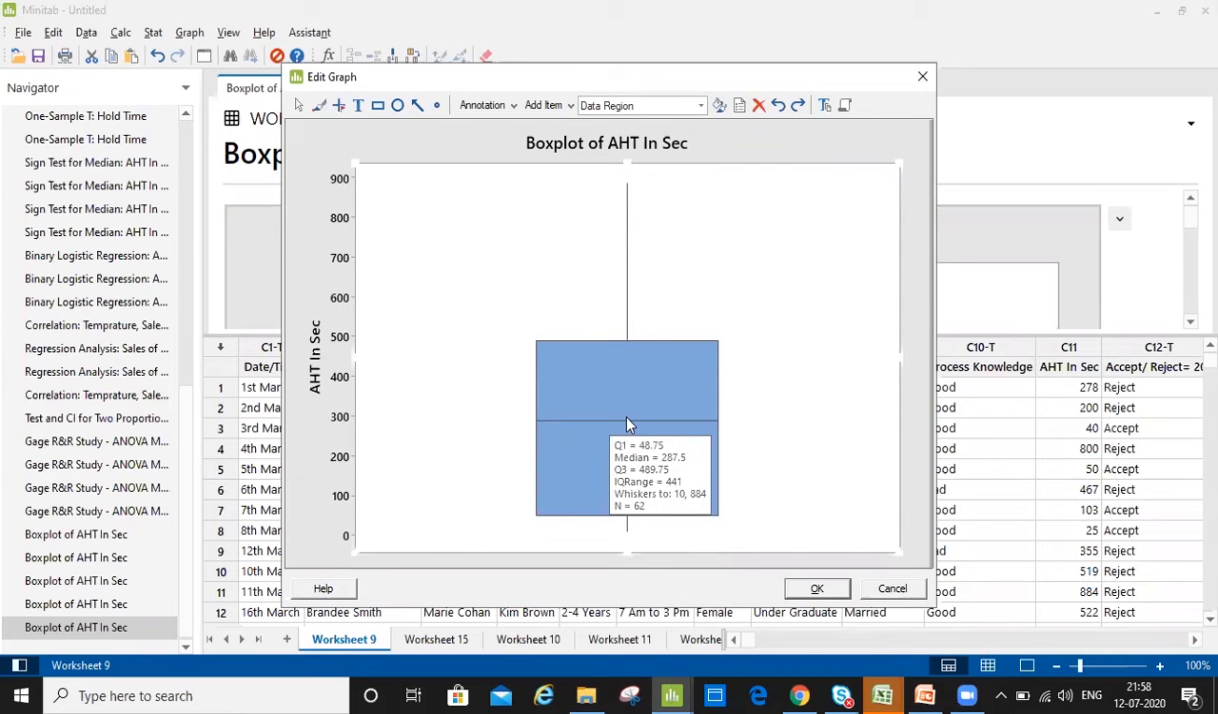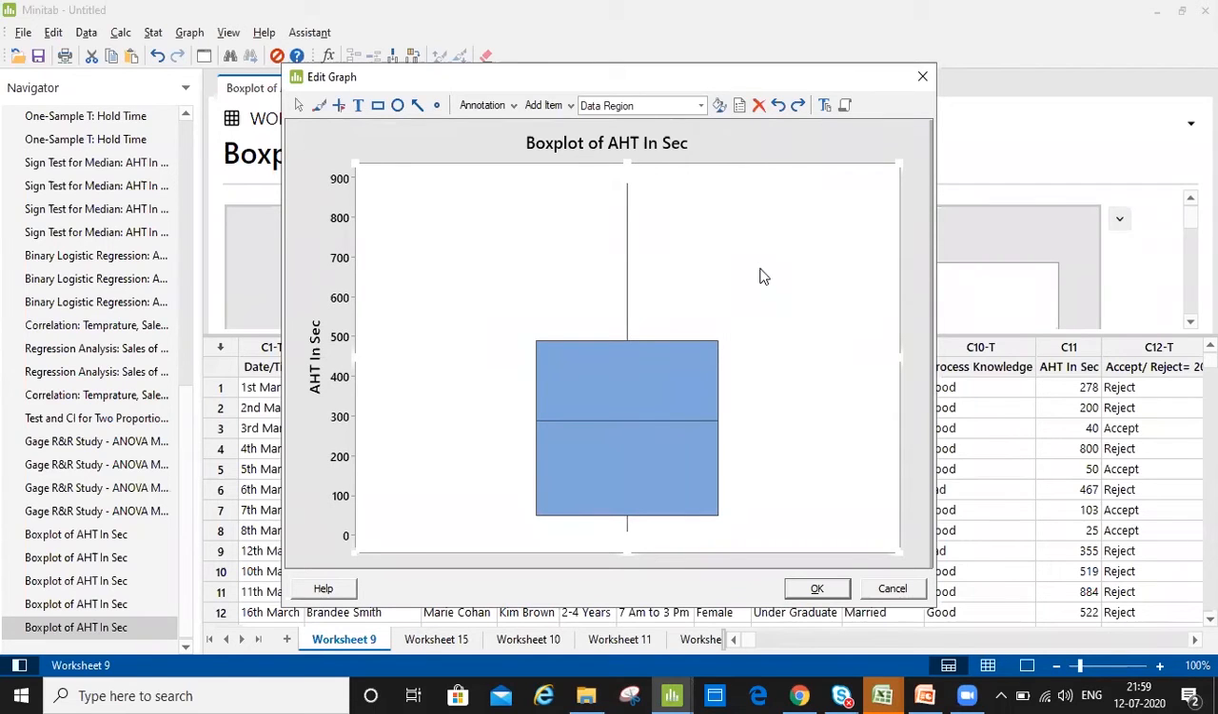IQR is a measure of dispersion. Likewise, we calculate standard deviation apart from variance. So IQR is Q3 minus Q1. If you deduct Q1 from Q3, you will get the IQR. So that is the measure of variance for the median. The lesser the IQR, the better it is for us.